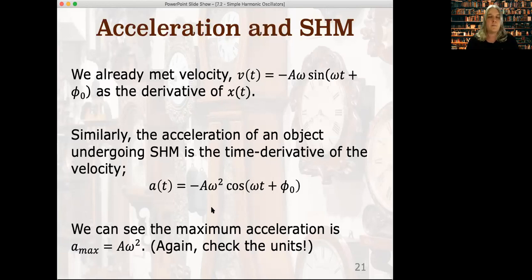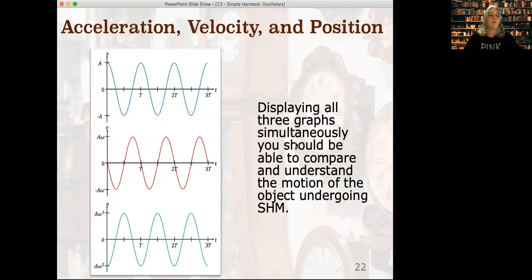So just comparing all three graphs at the same time. The top blue graph is the position versus time graph. The middle red graph is the velocity-time graph. And the lowest green graph is acceleration-time. So you can see that they all look very similar in that they've all got the same period of motion. But what you'll see is that none of them are at the same position. None of them are identical.